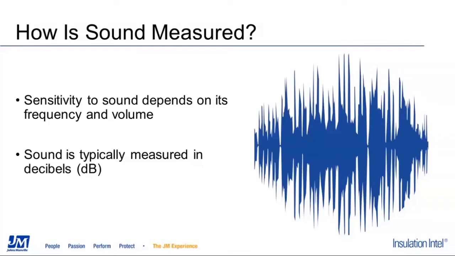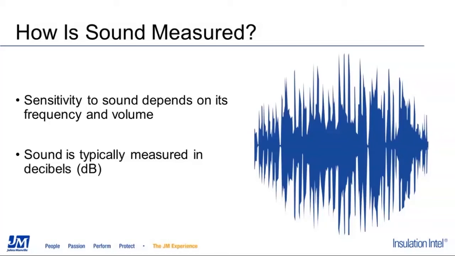So how is sound measured? What is sound? Sound is mechanical waves moving through a medium. So sound does require something to move through. It is not transmitted in a vacuum. But those waves can move through air, they can move through a liquid, they can move through a solid.